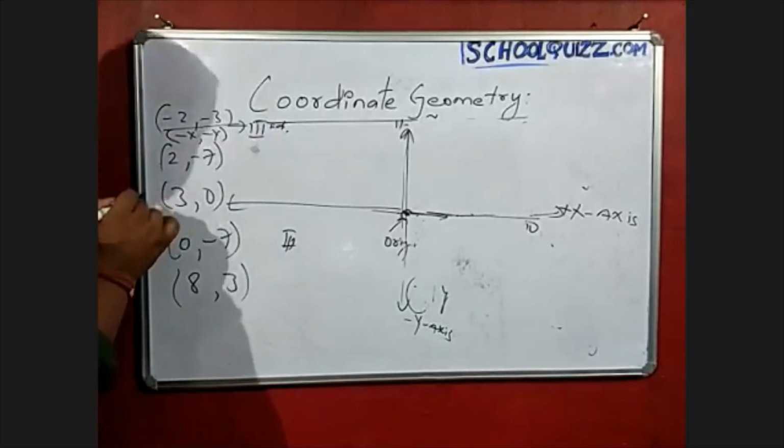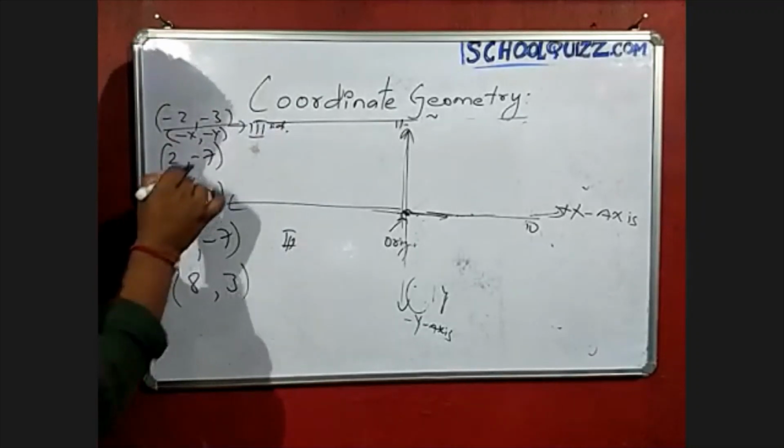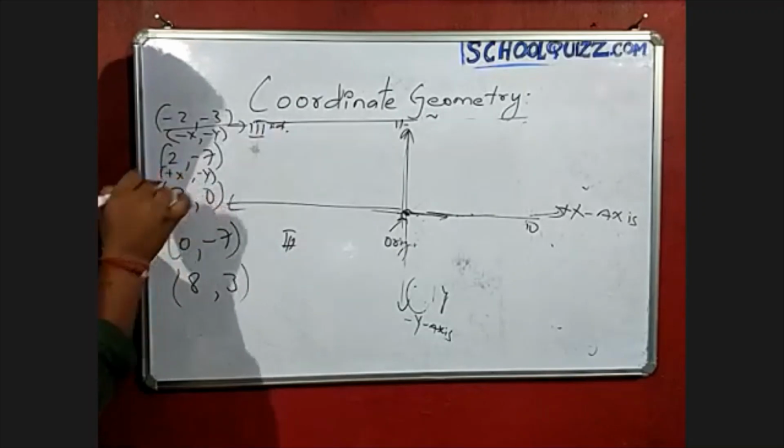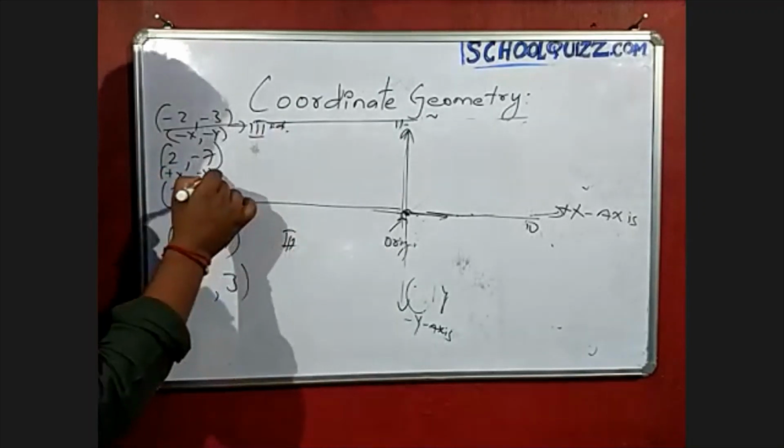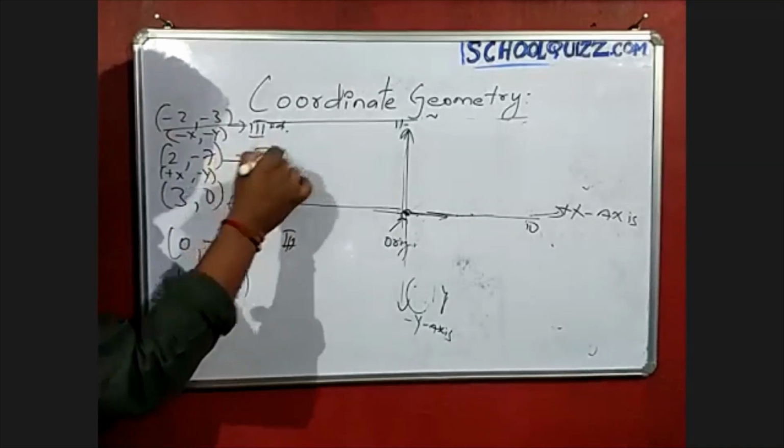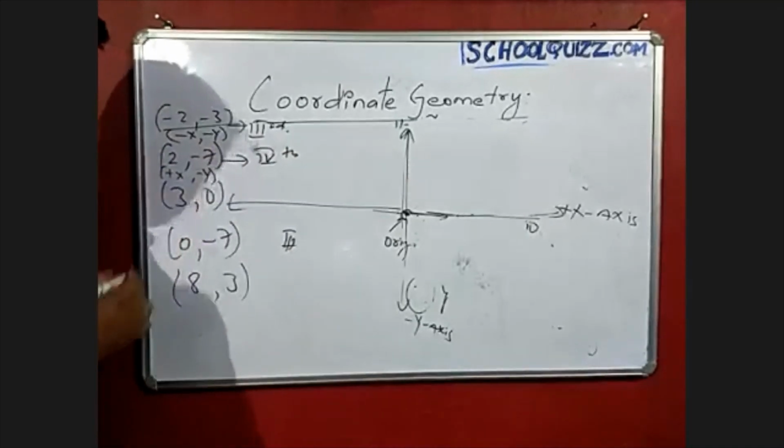Here x is positive, positive x is there. Here negative y is there. So x is positive, y is negative means which quadrant is that? That is the fourth quadrant. So that point lies in the fourth quadrant. Okay. What about this one?